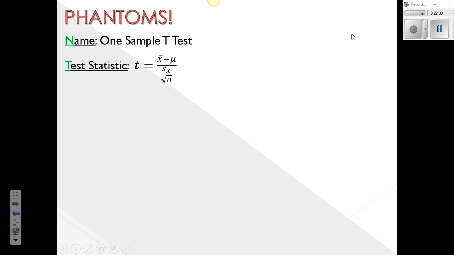So go ahead and write the name of your test, one sample t-test, and then go ahead and jot down your test statistic. When I'm looking at the formula here, you can write just the formula there, or you can write the formula with the numbers in it, like t equals, and already have the numbers plugged in. Either or is fine. I just need a formula of some sort.